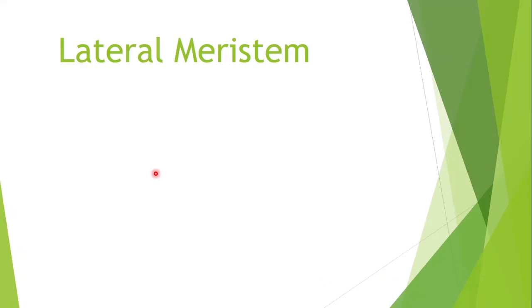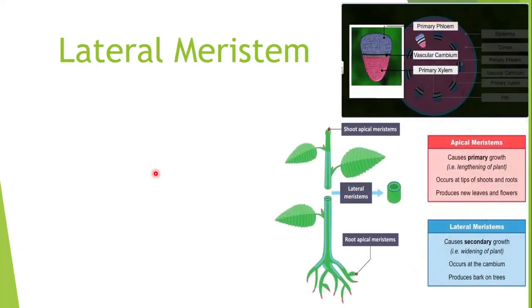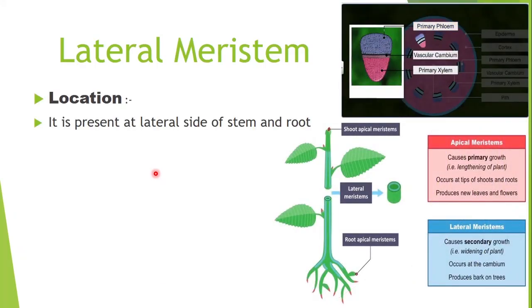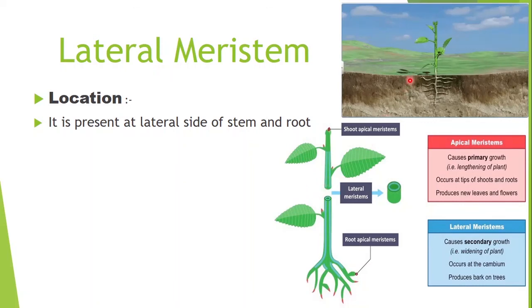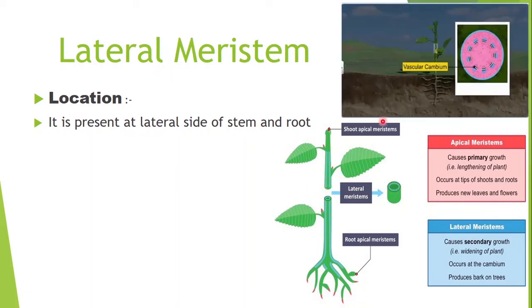Lateral meristem. Our next one is lateral meristem. First we will see their location. It is present at the lateral sides of stem and roots. You can see by this picture and also by this picture. Now here and there is present the lateral meristem, meaning the lateral sides. You can see by this figure, this figure is in depth, by cutting that part and then showing it to you.